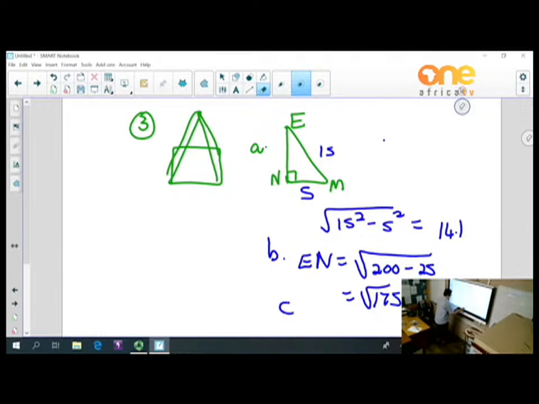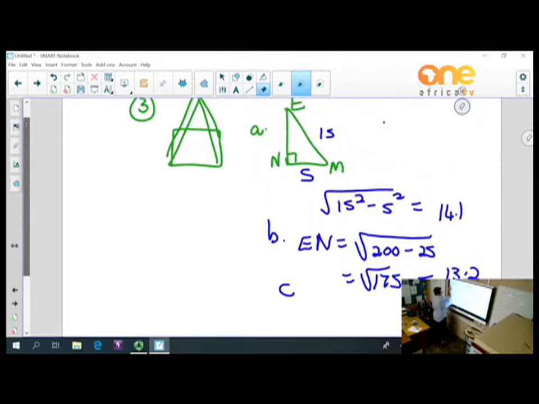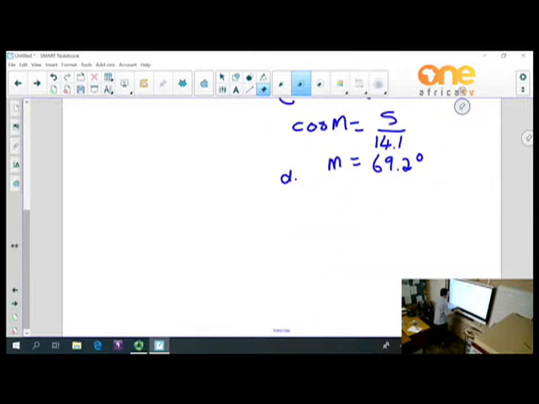Then number C. And now they want EMN. So look at your sketch again. EMN. So I want that angle now there. So I'm going to say this is cosine M is then equal to 5 over that 14.1. Second function cosine, and the answer is 69.2 degrees on that one. Then number D, and number C. This one is up to number C.